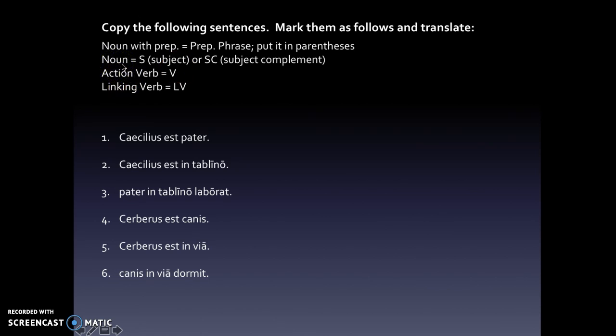If it's a noun just hanging out by itself, then it's the subject. If it's going with a linking verb, and right now our only linking verb is est, so if it's a noun and there's an est there, then on the other side of the linking verb is probably a subject complement. If it's just an action verb, if it's saying something the subject is doing, put a V over it. All right, so pause the video, copy down these 6 sentences, and then we'll meet up again and discuss how you did.